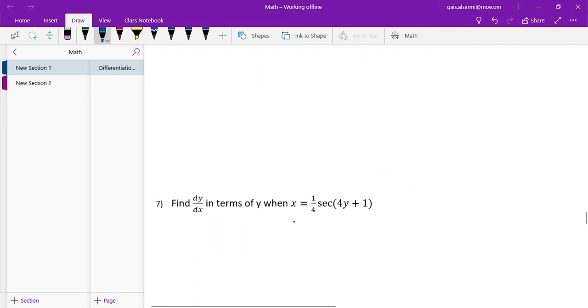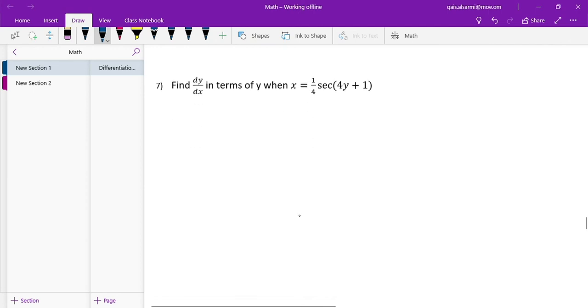Next question. Let's read it carefully. It is required to get dy by dx. What does it mean? It means the equation must be y equals, or y as subject. But here x is the subject. It doesn't matter. Get dx by dy, then flip. Is it clear for all of you? X equals 1 over 4 sec of 4y plus 1.